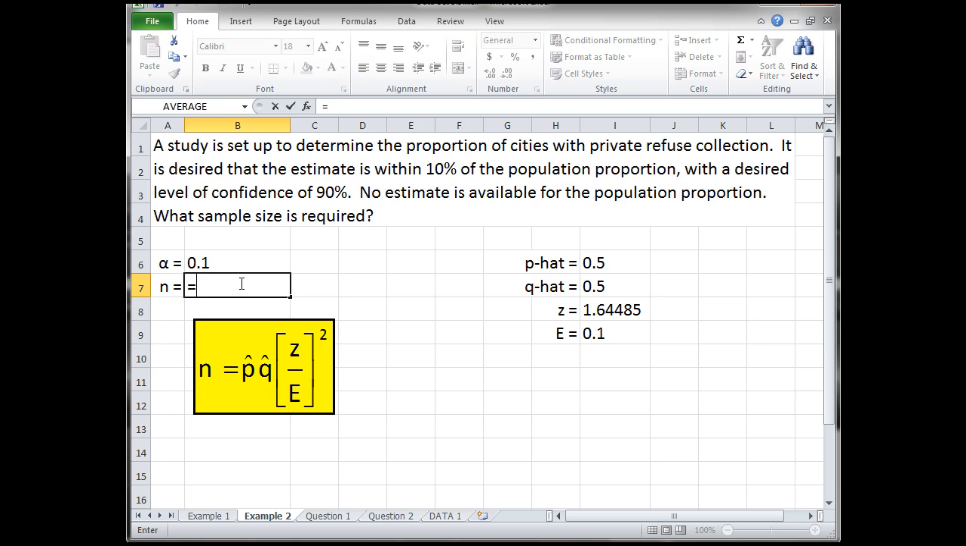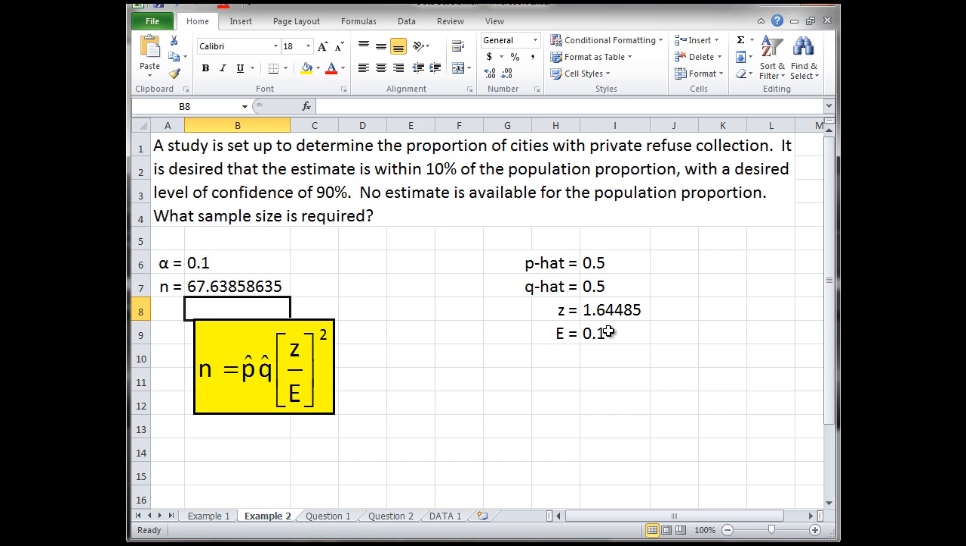So our sample size should be equal to p hat times q hat times, and then we need to make sure that we're only squaring that piece of the formula, that is your z-score over the error. So we are going to need to use brackets, and we always make sure that we include the multiplication sign in front of a bracket in Excel, otherwise we'll get an error. So inside the bracket, z-score divided by the error, all of that squared, and if we hit enter, we get that we should have a sample size of 67.63.